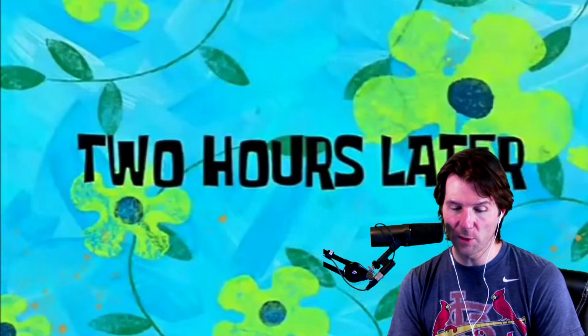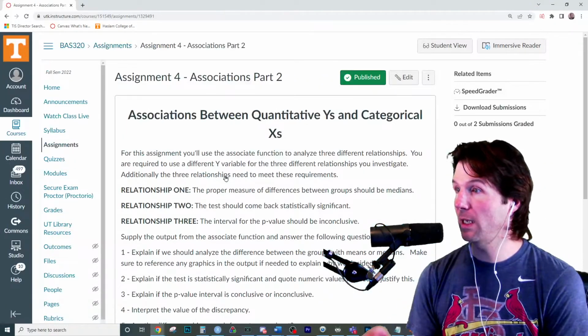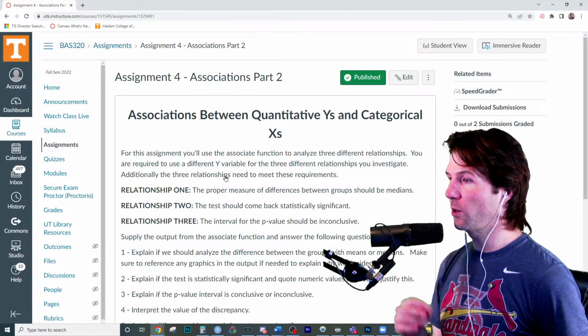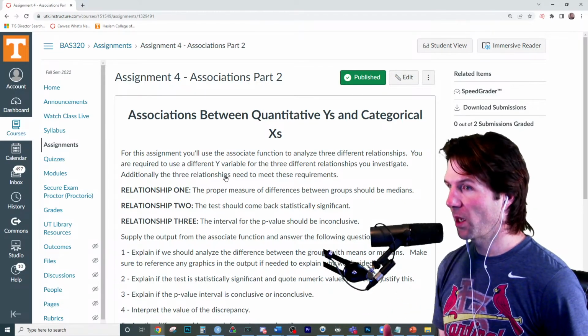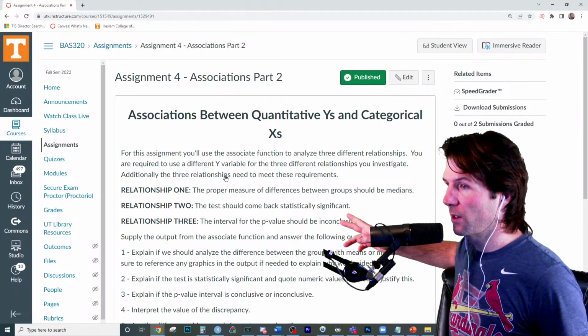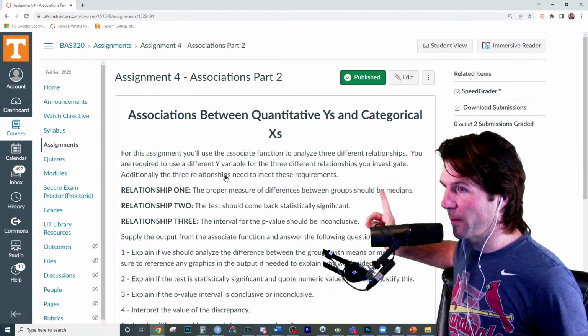Now, important stuff right here. For this assignment, you have requirements. You will analyze at least 3 relationships. You could have to do more because maybe you don't meet the requirements with the ones you've done. One of your relationships must be properly analyzed by medians.